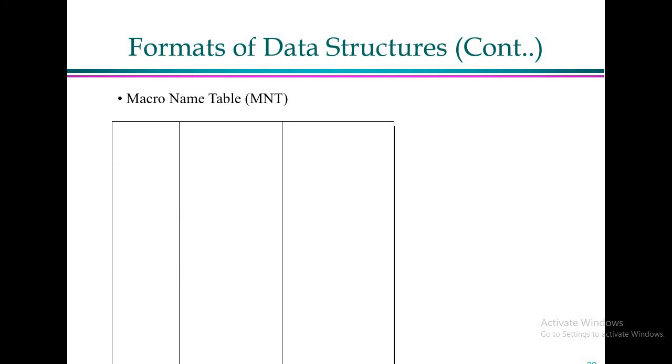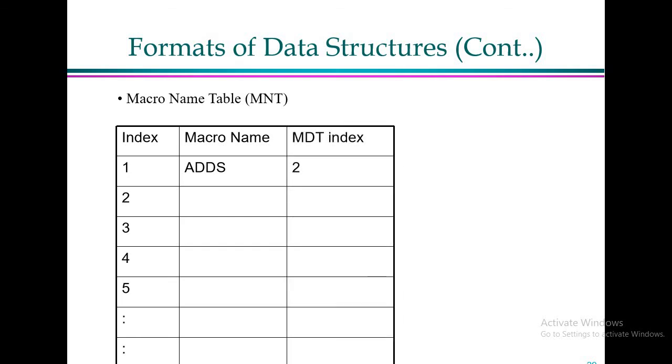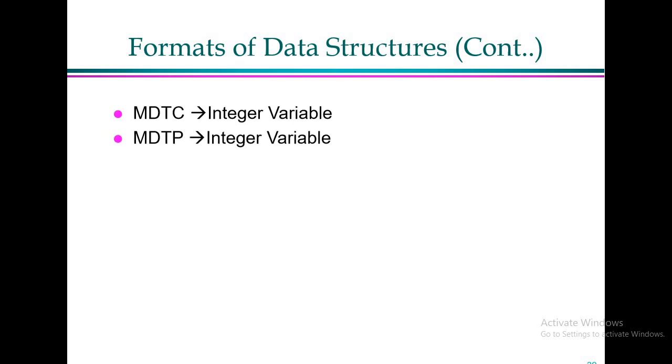The next is the macro name table. It contains 3 columns. First is index, second is macro name, and third is MDT index, that is macro definition table index. So this is a macro name table. Next, the MDT and MNT counters all contain integer variables.